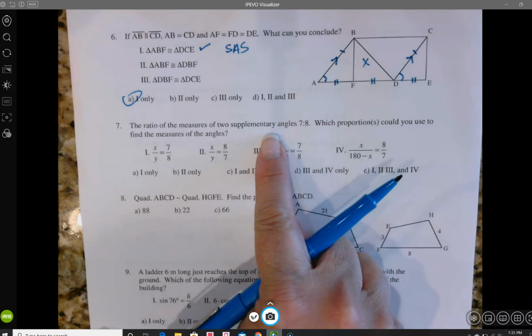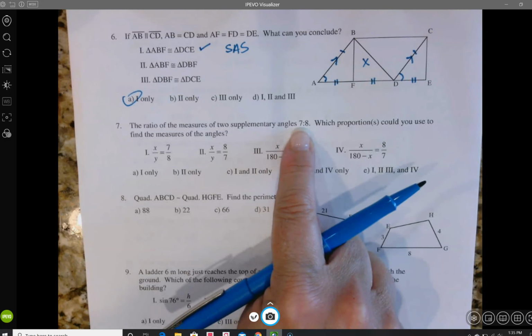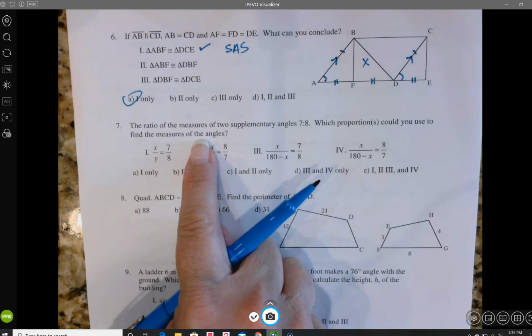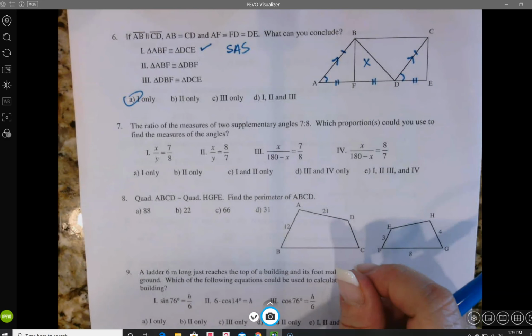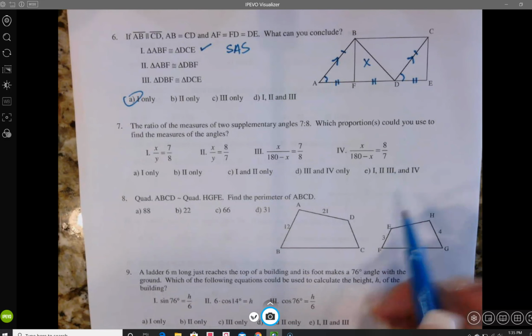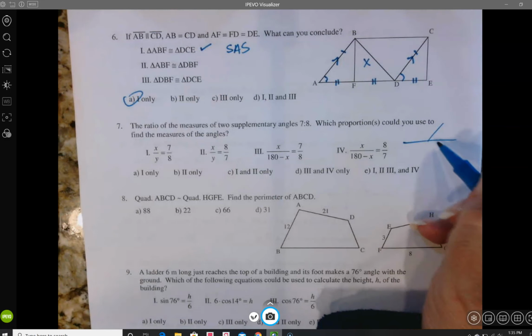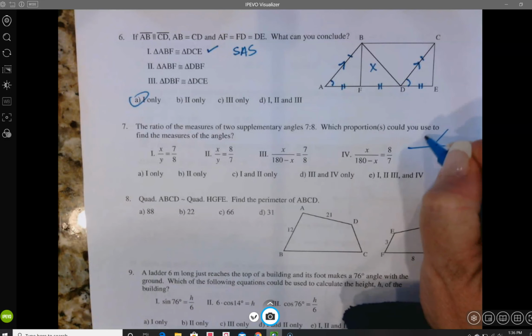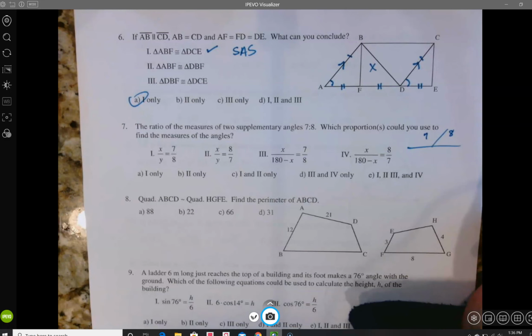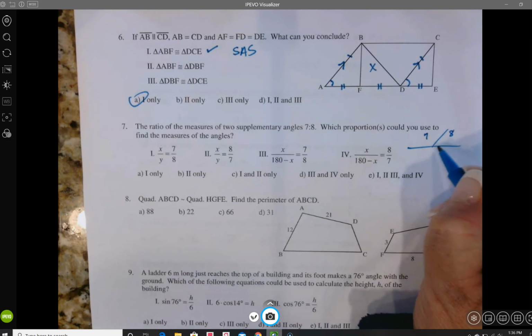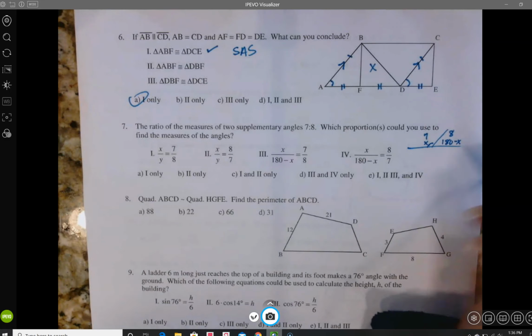Now for number 7 here, the ratio of measures of two supplementary angles is 7 to 8. Which proportion could you use to find the measures of the angles? So the deal is we've got supplementary angles. I'm just going to draw them here on a straight line, and the proportion is 7 to 8. And if we know one of them is x, the degrees of the angle, then we know the two of them together do add up to 180. So we can mark our angles like that.